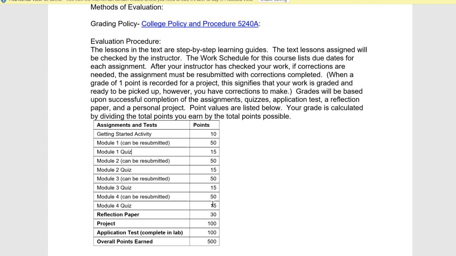All right, and then after your modules, you'll do a reflection paper I mentioned. You'll do a project and an application. The directions for those will be provided later on in our time together. They're not posted yet. So you can see you have a 500-point class, and what you earn divided by 500 will be your grade.